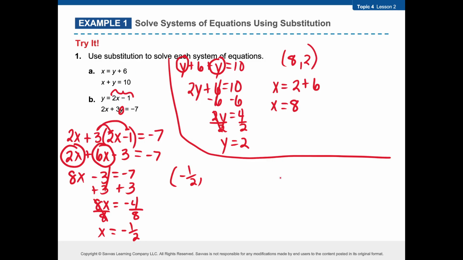substitute it for x in the top equation. I'm trying to find y equals 2 times a negative 1/2 minus 1. Positive times negative is negative, half of 2 is 1, minus 1, same sign, add the two numbers and keep the sign. So my solution would be negative 1/2, comma, negative 2.